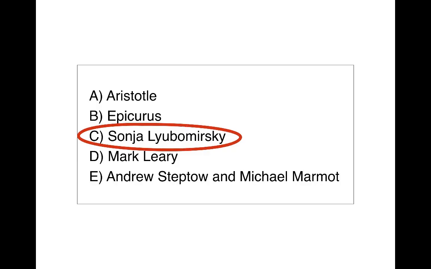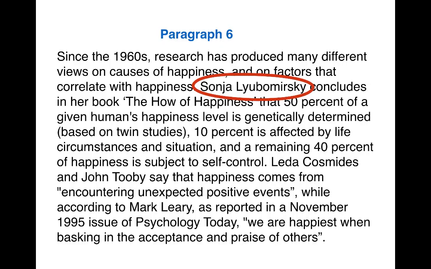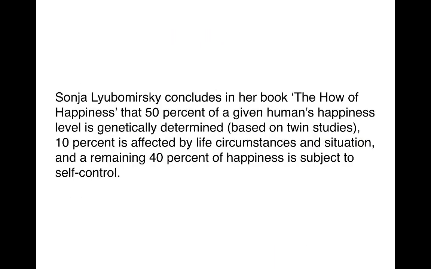If we go to the passage, we'll see that she's mentioned here in paragraph 6, and this is the part about what she thought about happiness. Let's look at that on its own. Sonia Lyubomirsky concludes in her book The How of Happiness that 50% of a given human's happiness level is genetically determined based on twin studies. 10% is affected by life circumstances and situation, and the remaining 40% of happiness is subject to self-control.